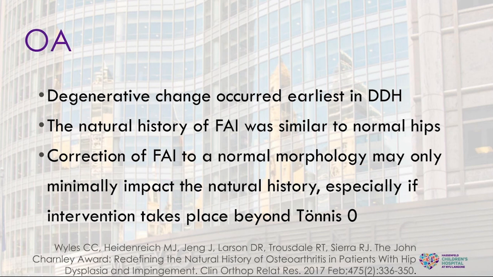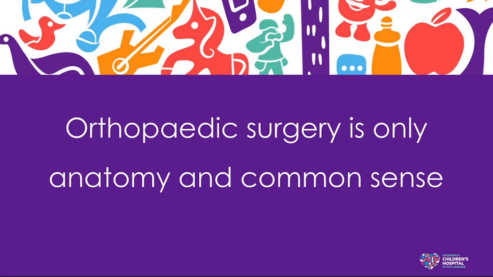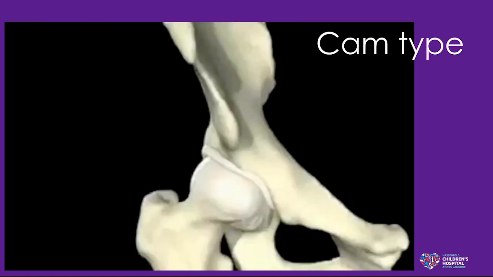And as I mentioned, there are papers that have shown that FAI may not be as bad as we think it is. This was an interesting paper from the Mayo Clinic that showed that the natural history of FAI was actually very similar to morphologically normally shaped hips. And they concluded that the correction of FAI to a normal morphology may only minimally impact the natural history. So I like this saying, orthopedic surgery is just anatomy and common sense. And if you know where things should be, you can fix them.